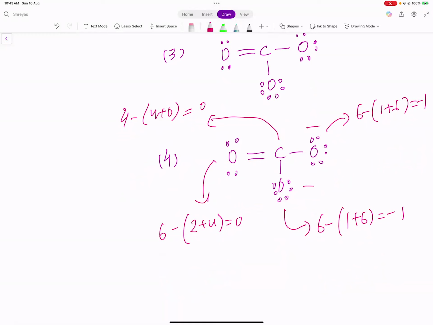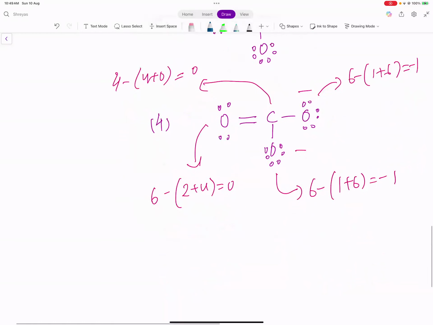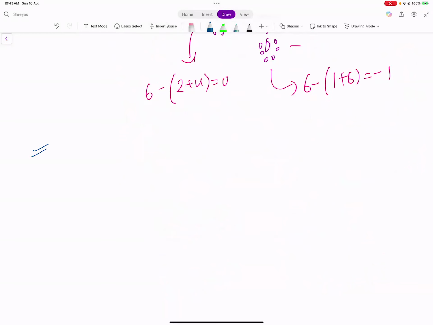Great. Now it is the champion's turn to draw. We'll give you some molecules. You have to draw.